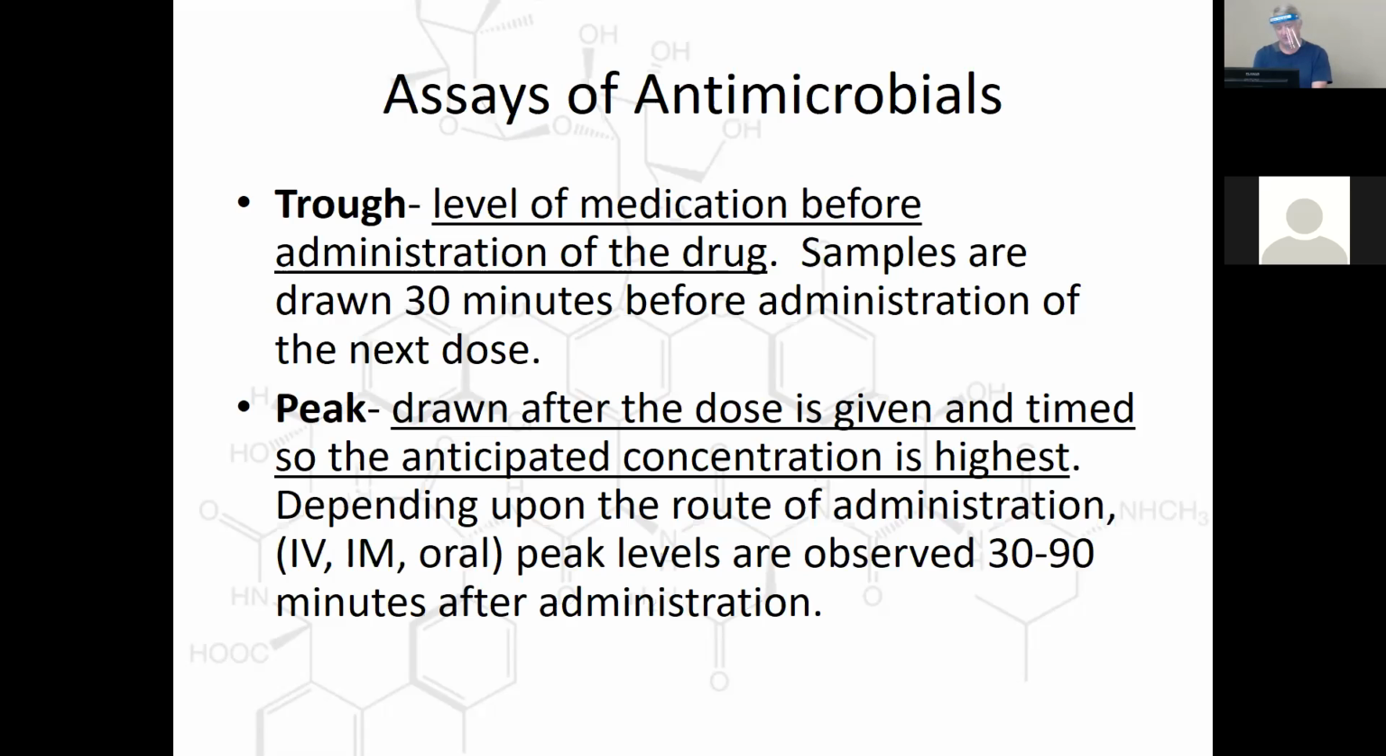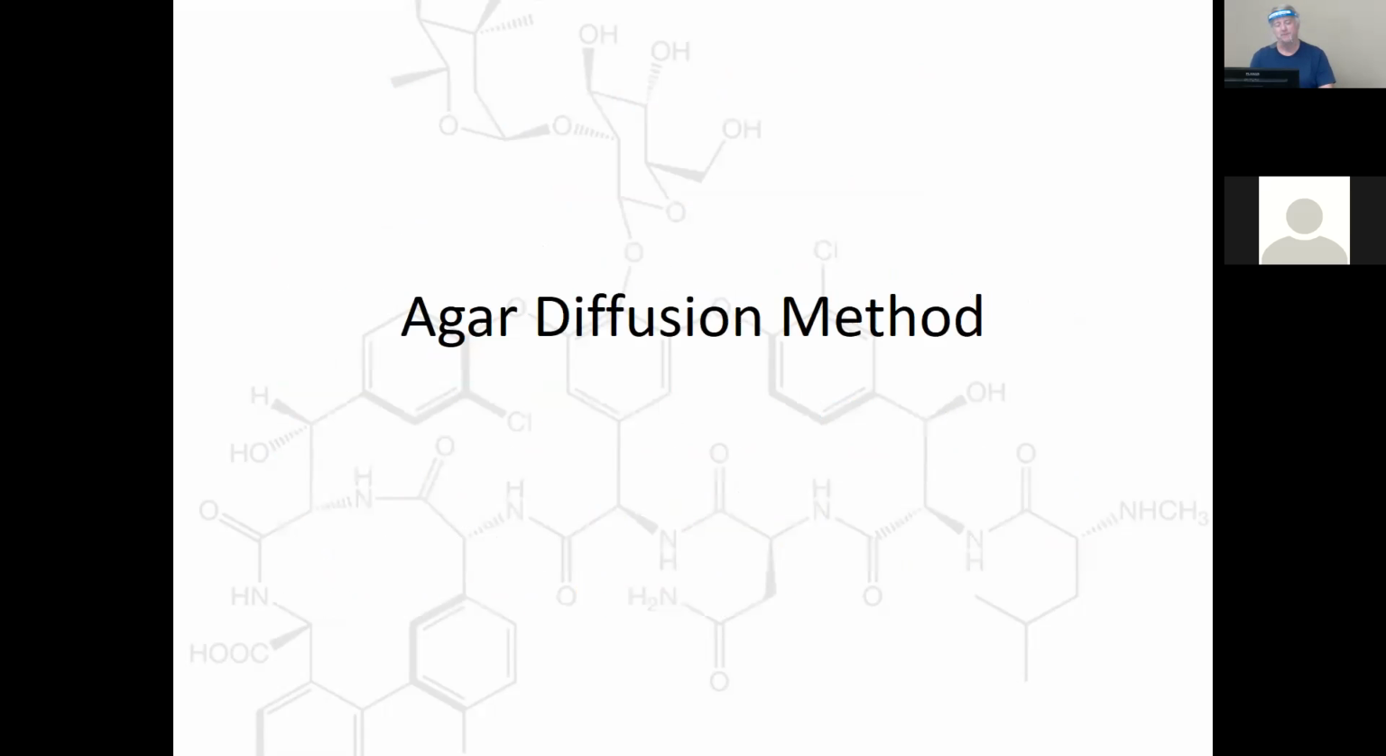The peak is drawn after the dose is given and time has passed, so the anticipated concentration is highest. Depending on the route of administration, IV, IM, or oral, peak levels are observed 30 to 90 minutes after administration. As you see, trough is starting to get put in front of peak. I'm going to yield to the pharmacist who said, no, I want the peak and then the trough, after a dose to the next dose. Don't do anything before that dose, I'm telling you I want info on.